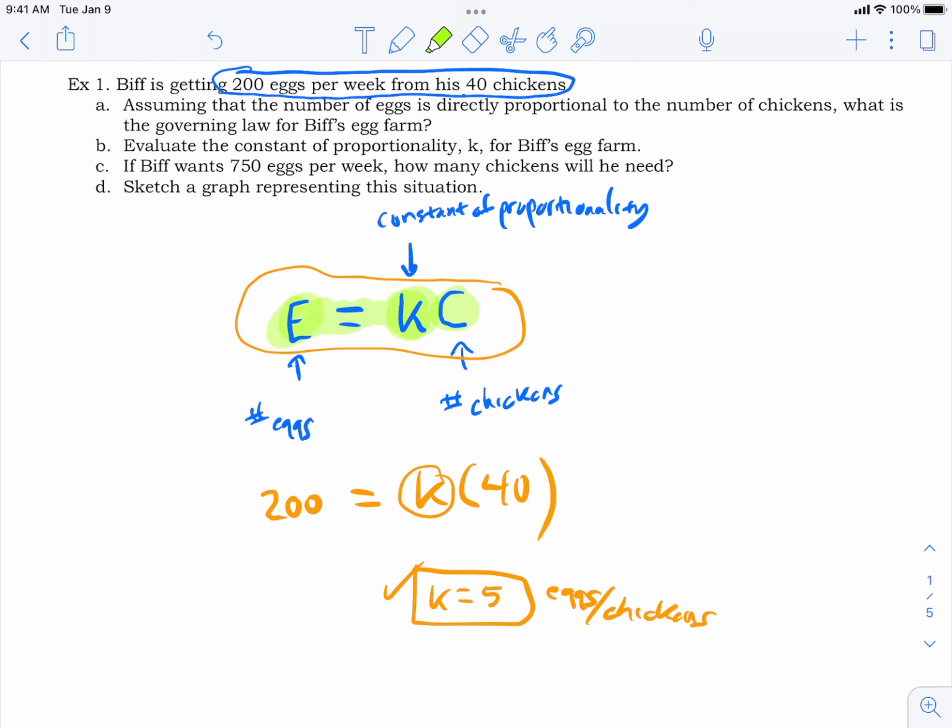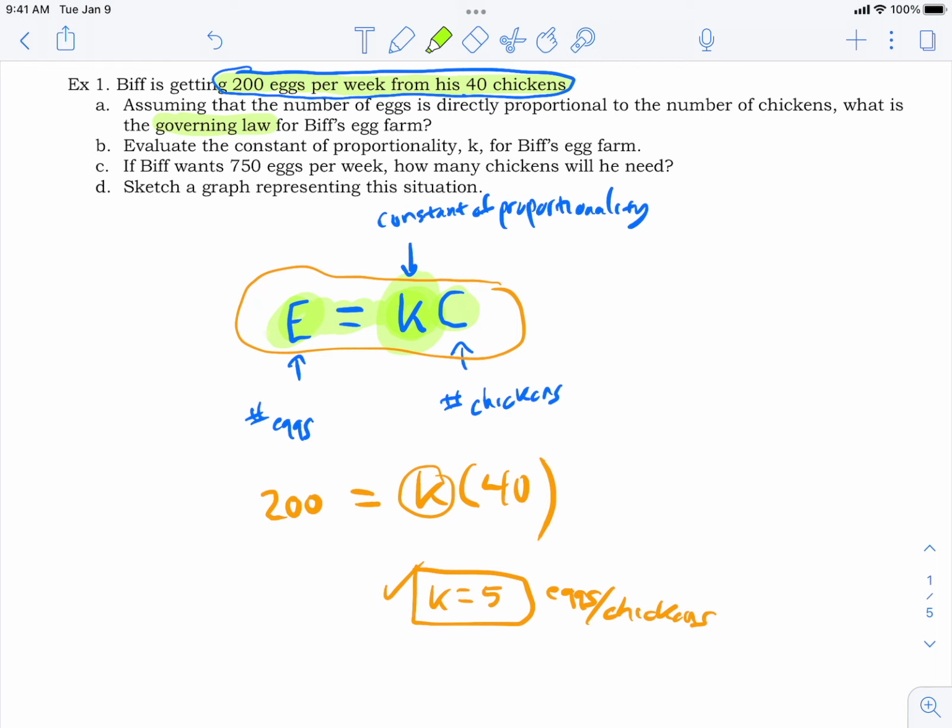That part will always be true, and that's why we call it a governing law. You can always write an equation that says E equals KC. So again, the value of K can bounce around from farm to farm and so on, from breed of chicken to breed of chicken, whatever. But what you can do is you can say, look, this is what I got going on right now. I'm getting 200 eggs from my 40 chickens. That's what I got going on right now.